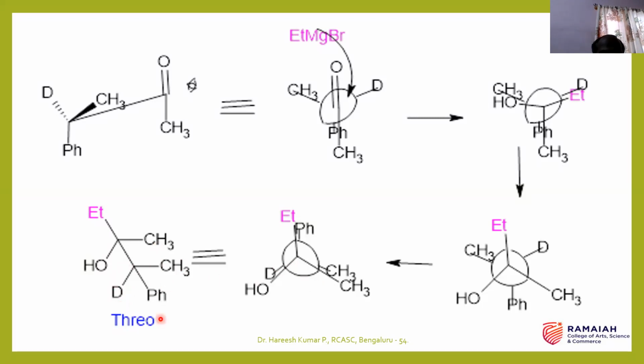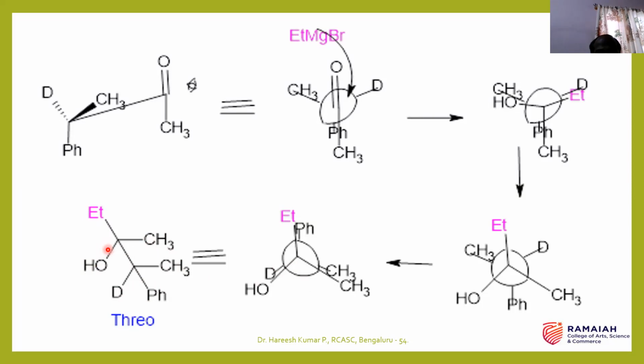Why is it 3O? Between CH3 and deuterium, this is the bulky one, and between CH3 and OH, this is the bulky one. So these bulky groups are in opposite directions. That is the reason this is a 3O. So these three examples I explained as per Cram's rule.